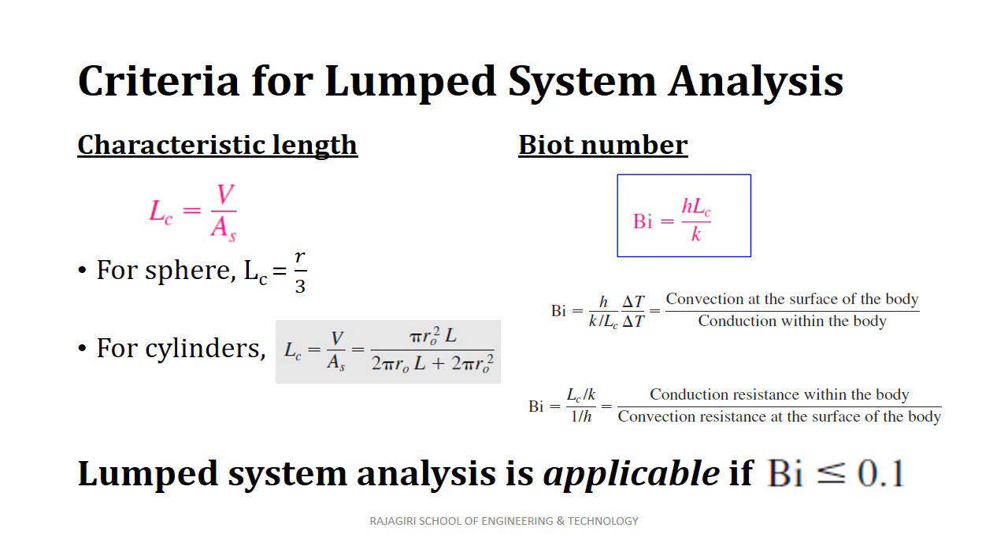The Biot number we can represent like this. It is the ratio of convection at the surface of the body to the conduction within the body, or in other words, it is the ratio of conduction resistance within the body to the convection resistance at the surface of the body.